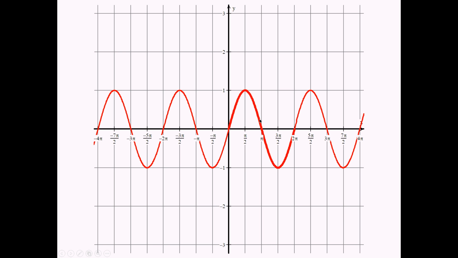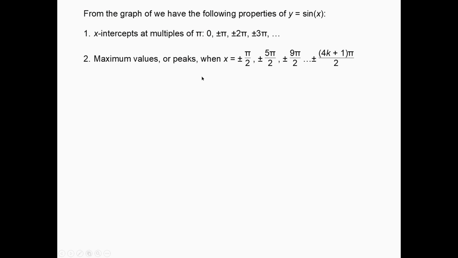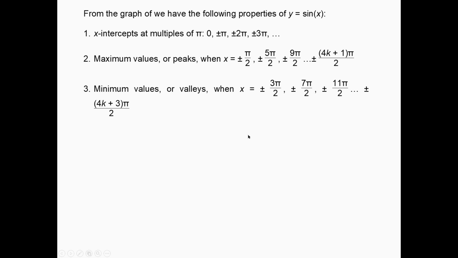Okay, from the graph, we have the following properties of y equals sine of x. The x-intercepts are multiples of pi. And if you look at it, where is it crossing the x-axis? 0, pi, 2 pi, 3 pi, 4 pi, negative pi, negative 2 pi, negative 3 pi, negative 4 pi. The max values or peaks occur when x is at plus or minus pi over 2, plus or minus 5 pi over 2. We usually state it like this: odd multiples of pi over 2. So you have your peaks and valleys at odd multiples of pi over 2. X-intercepts are at multiples of pi. So the minimum values, those are the other odd multiples. Okay.